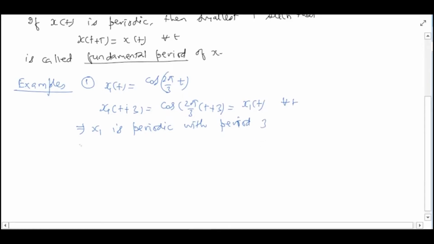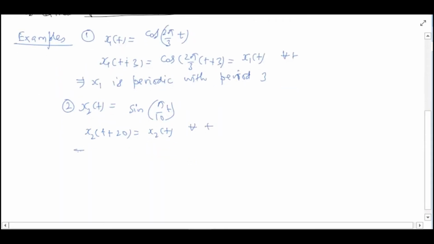Let's look at another example. Say x2(t) is sin(π/10 t). As in the case of x1, we can verify that x2(t + 20) is x2(t) for all t. So x2 is periodic with period 20.